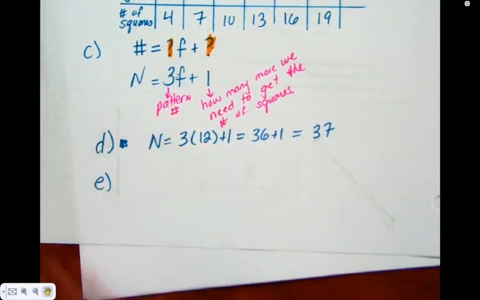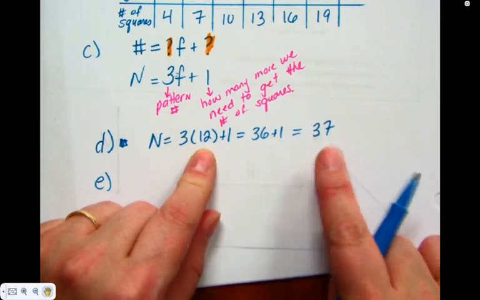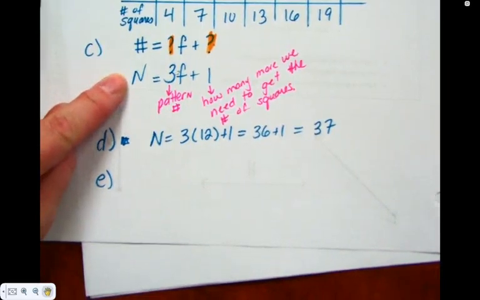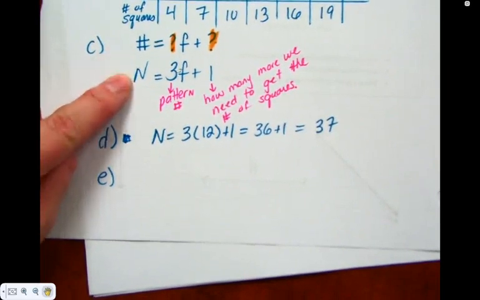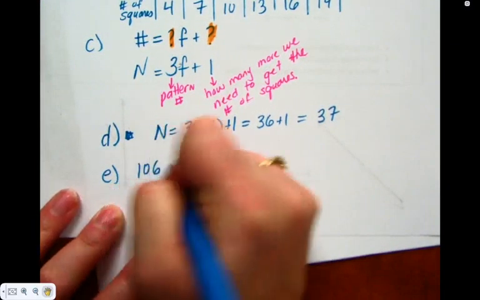What figure would have 106 squares? Well, I know it's way more than the 12th figure. How do I know that? 12 only has 37. Well, I'm going to use the formula again in order to find this, and it's a quick way to do it. This time I'm going to take out the number of squares, and I'm going to put in 106.